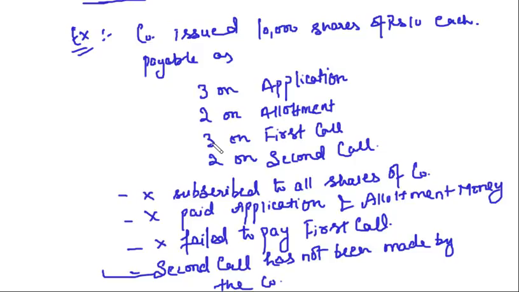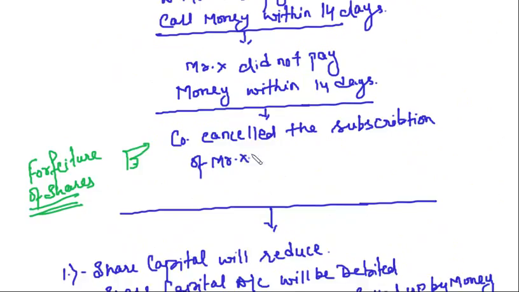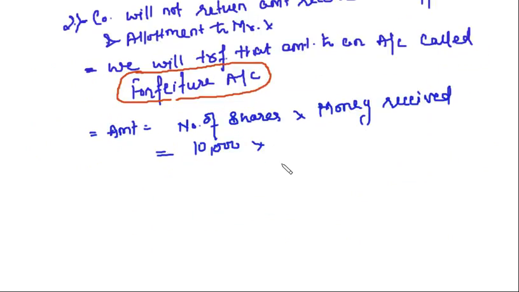What is the important word here? What amount has been received? The word received is important. So what is the amount received? Application and allotment, that is rupees 5 has been received by the company. 50,000. So this 50,000 will be transferred to an account known as forfeiture account. Clear, friends?